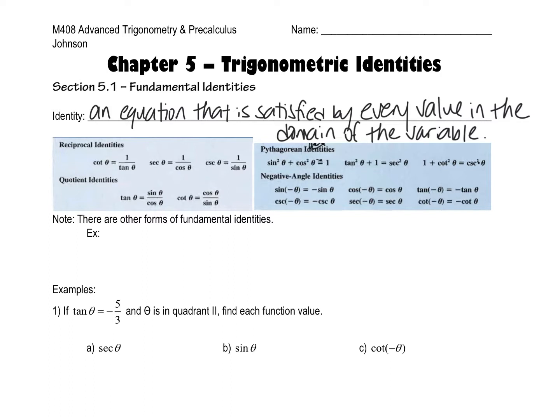I'm probably also going to have you put these identities on the back of your unit circle that was on colored paper so that it's handy, easy to grab, and while you're memorizing these things, you'll be able to pull it out and look at it and verify before you continue.